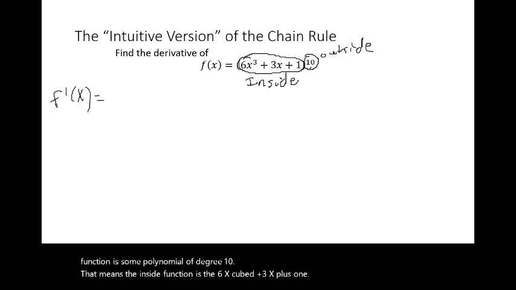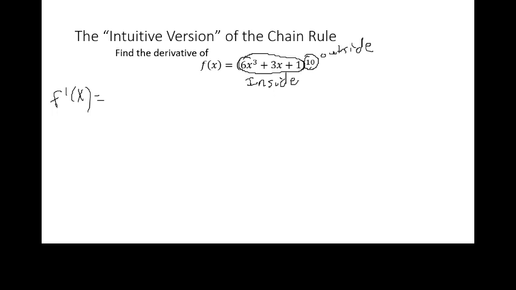So with chain rule, you're going to start off with the derivative of the outside. So you're going to pretend that the inside function is just a variable. How do you take the derivative of a variable raised to the 10th power? Well, since this outside function is a numeric power of 10, its derivative is going to use the power rule.